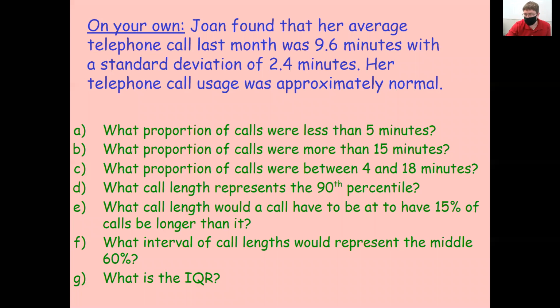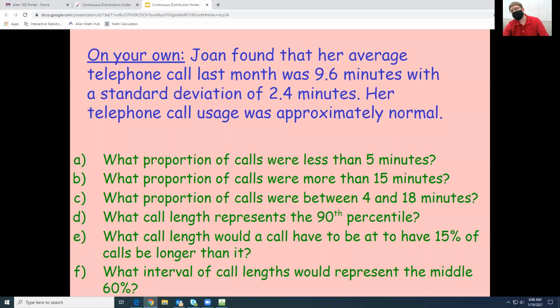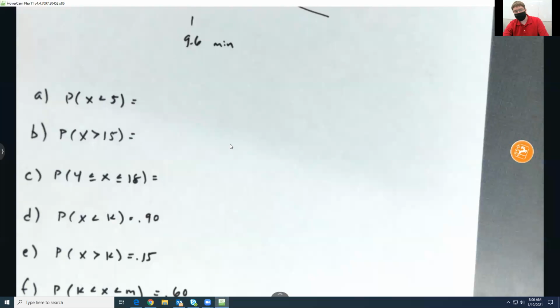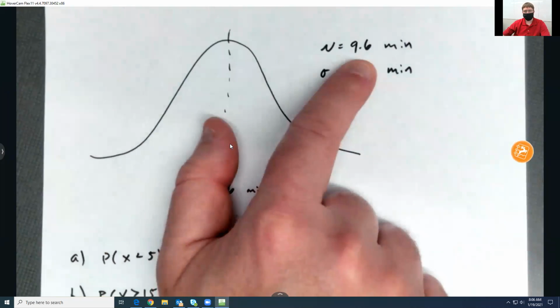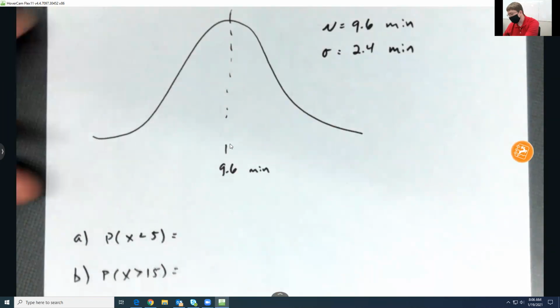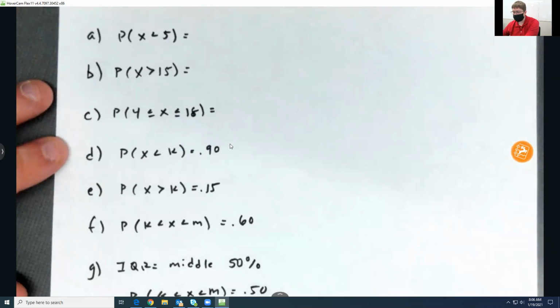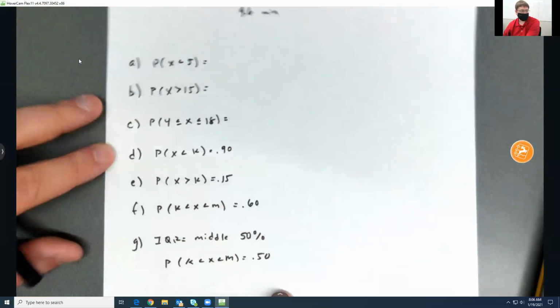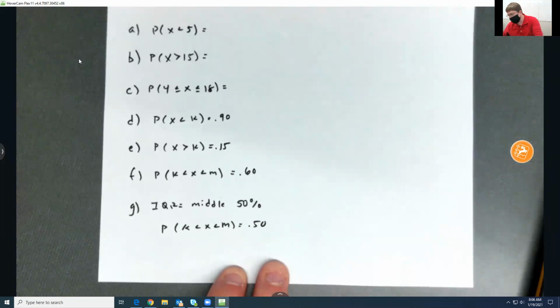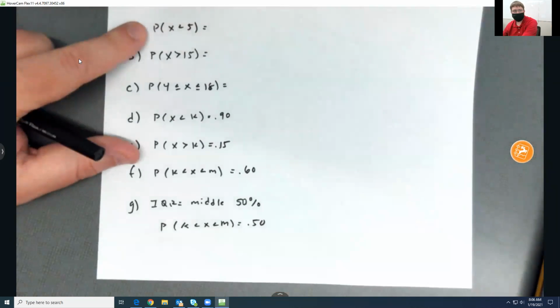All right, so let's go over these real quick. I wrote down on my paper what it was asking for. So here's my graph. We're at 9.6 minutes, the average. Here's my average time. There's my standard deviation. So these should be something similar to your probability statements for each of these. It depends on how you organized it, but this is for the most part what you should be looking at.